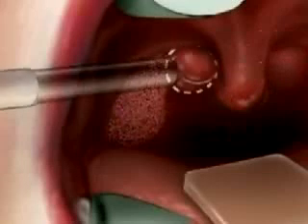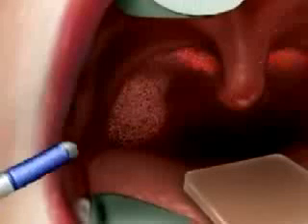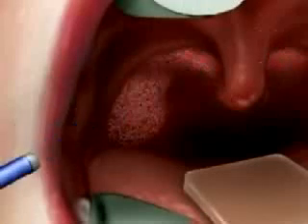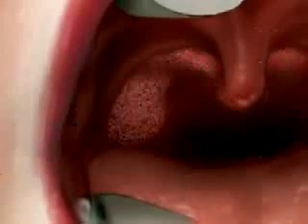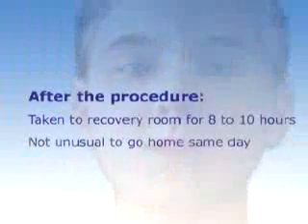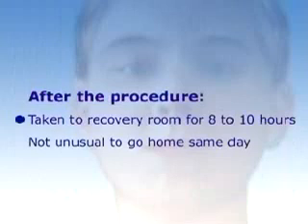The procedure for an adenoidectomy is very similar to that for a tonsillectomy. Both procedures can generally be done in 20 to 60 minutes. After the operation, you will be taken to a recovery room until the effects of the anesthesia wear off, which usually takes about 8 to 10 hours. It is not unusual for tonsillectomy patients to go home the same day as the procedure.